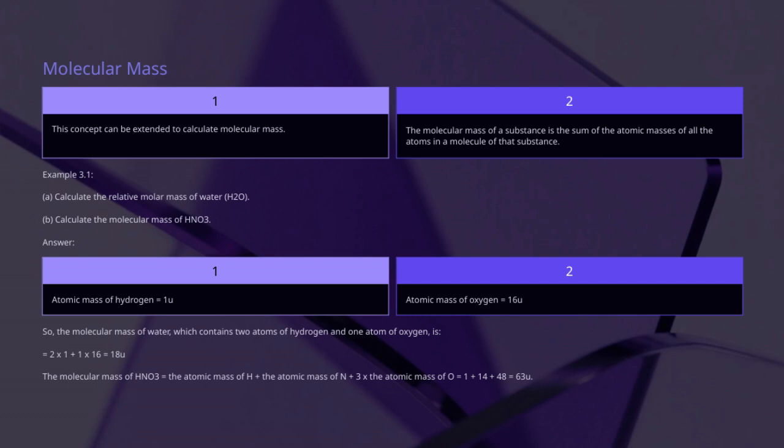Now let's look at water. H2O water contains 2 hydrogen atoms and 1 oxygen atom. The atomic mass of hydrogen is 1U, and oxygen is 16U. So the molecular mass is calculated as 2 times 1 plus 16, which totals 18U. This example illustrates how we extend the concept of atomic mass to find the molecular mass of compounds. It's a fundamental step in understanding chemical quantities and reactions.